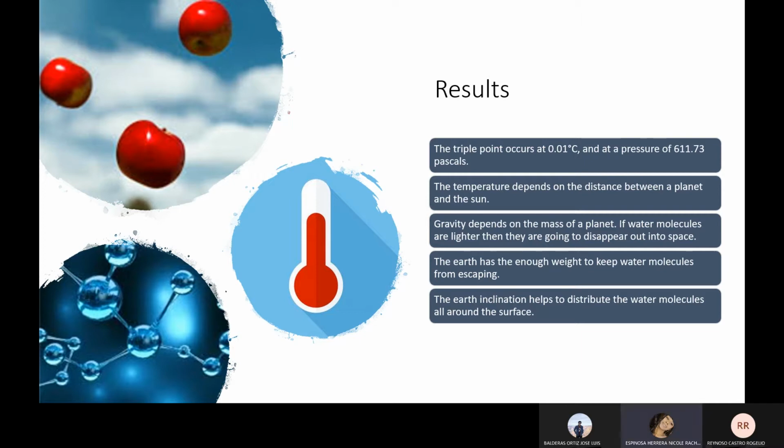Something else that we found out is that the Earth's inclination, or well, the inclination of any planet, also has an important impact on the distribution of water molecules. So Earth is the one that has a perfect inclination for the distribution and expansion of the water molecules all around the surface.